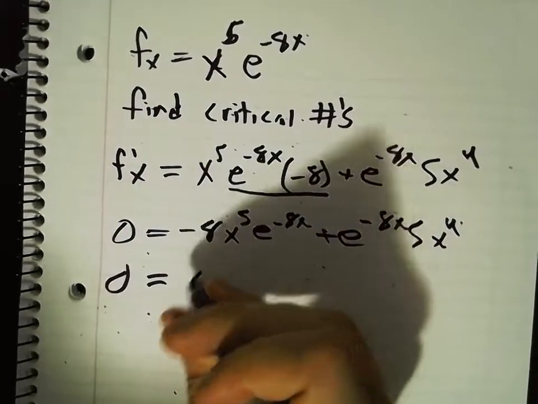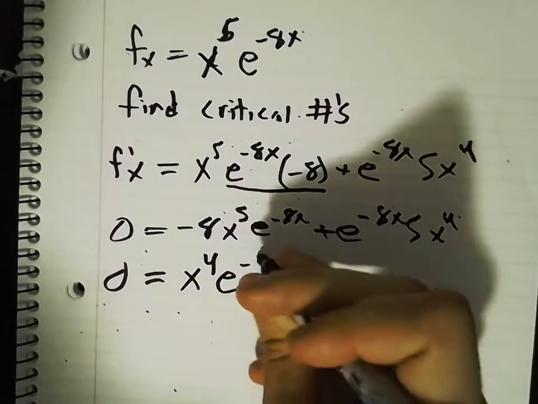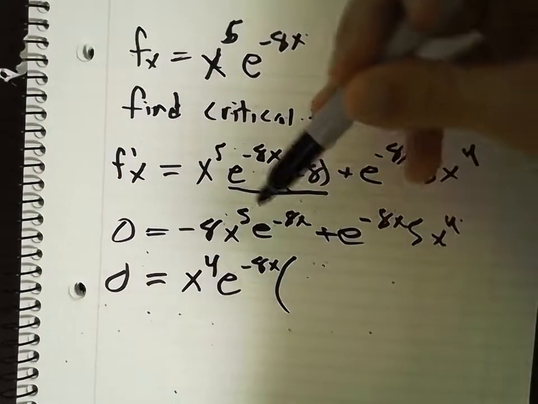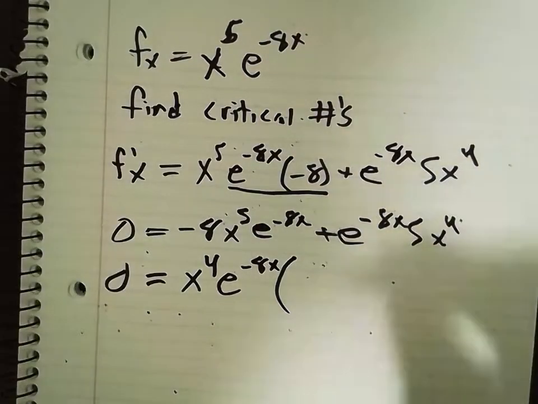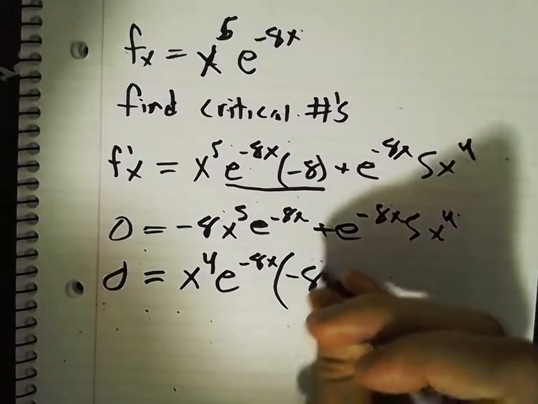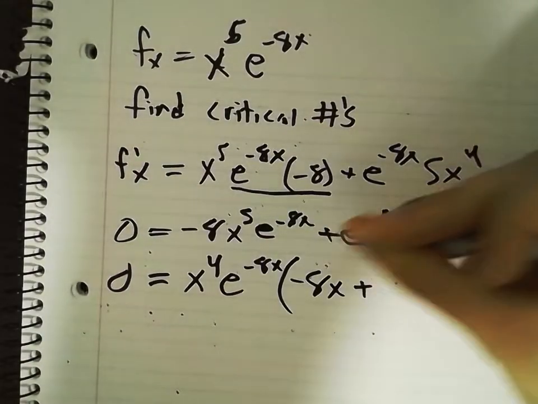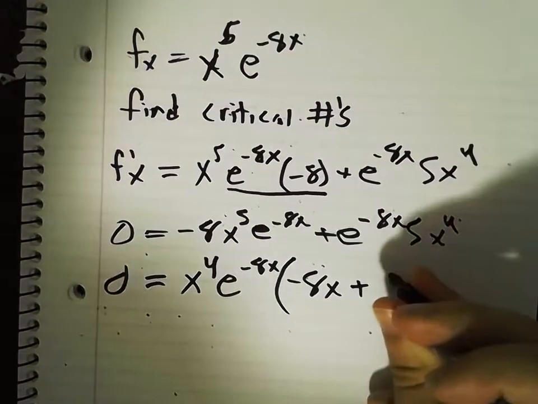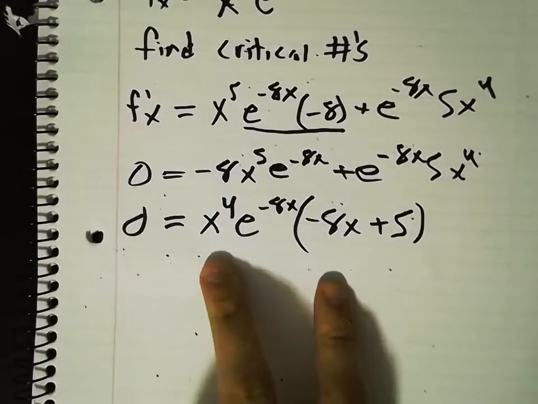So we're taking x to the fourth power, e to the negative 8x, and that's all times by, once we take x to the fourth and e to the negative 8x here, all we're left with is negative 8x, plus we took this whole e to the negative 8x out, and we also took x to the fourth, so it's just 5 there.